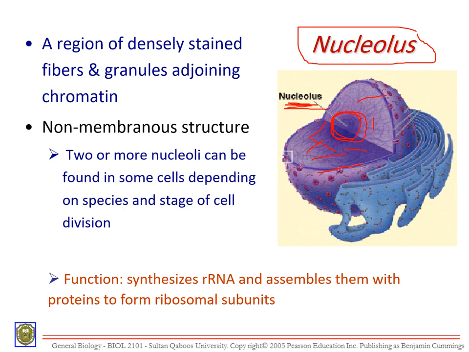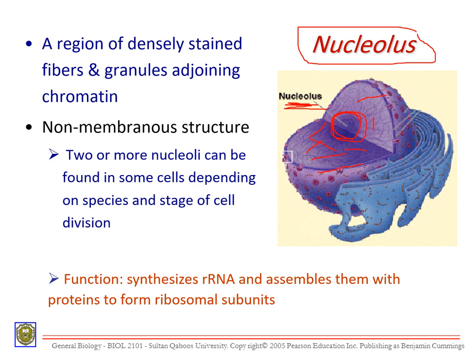All right. This is a region of densely stained fibers and granules adjoining chromatin. So it's very condensed fibers and chromatin. These are non-membranous structures. They don't have a membrane surrounding them. There's no membrane here in the nucleolus. Two or more nucleoli can be found in some cells depending on the species, depending on the stage of cell division. Sometimes you have one or more nucleoli depending on the activity of the cell.